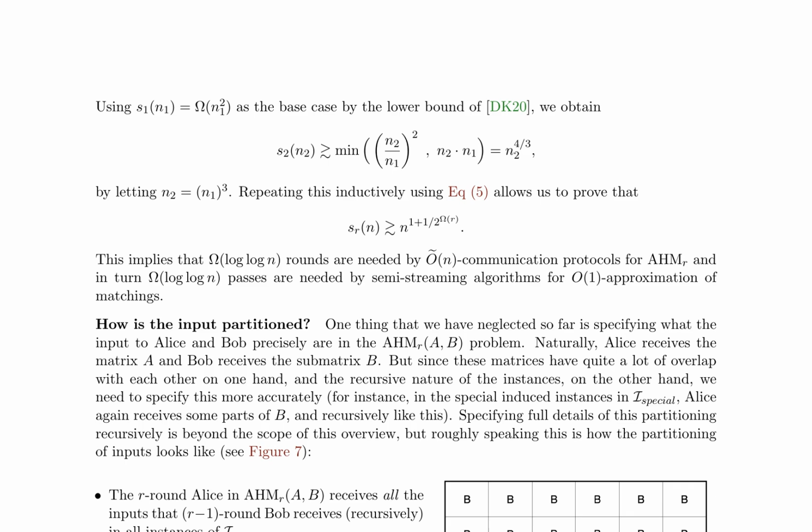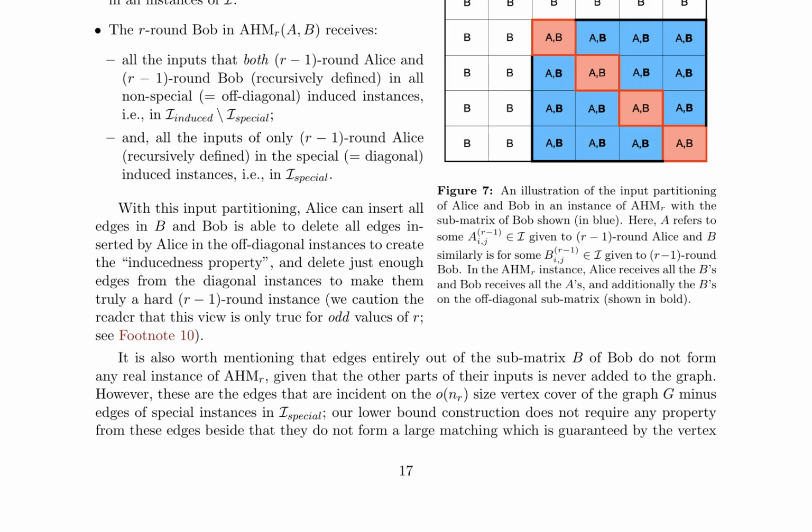The input to Alice and Bob in the AHM_R(A, B) problem is partitioned such that Alice receives the matrix A and Bob receives the submatrix B. However, due to the recursive nature of the instances, the partitioning is more complex. Roughly speaking, Alice receives all the B's and Bob receives all the A's, and additionally the B's on the off-diagonal submatrix.